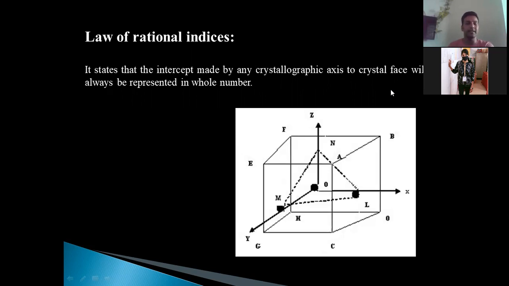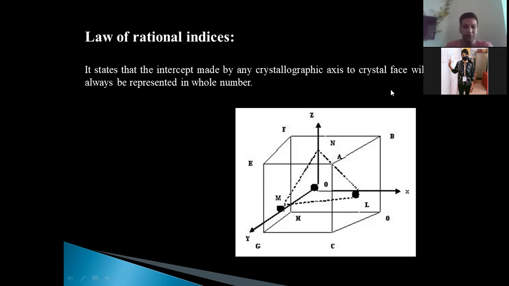Let us see the second law which governs crystallography. Law of rational indices. What are the rational indices? Let us see the statement of the law. It states that the intercept made by any crystallographic axis on a crystal face will always be represented by a whole number. This is a little complicated, a little difficult to understand as you have not studied the Miller and Weiss parameters.